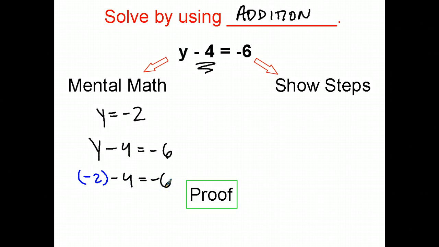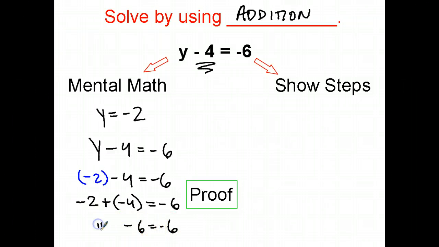And I don't really like subtracting negative numbers, so I'm actually going to turn this into an addition problem. So remember, any subtraction can turn into addition. And negative 2 plus negative 4 would give us negative 6. Now that one, I'm betting most of us, the mental math might have been a little bit more challenging.